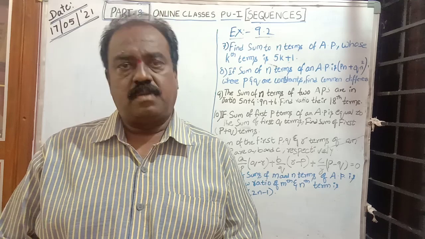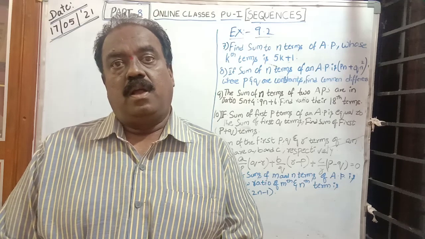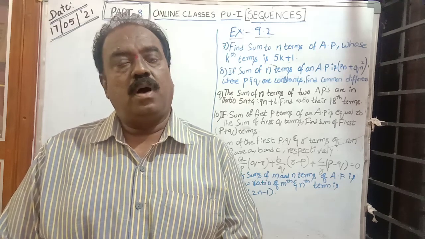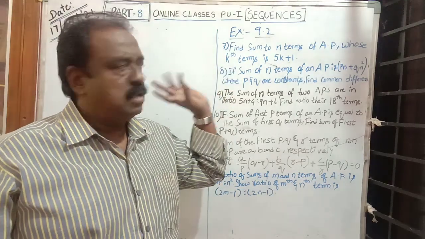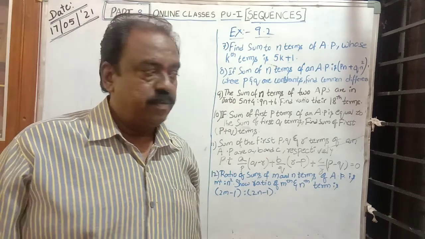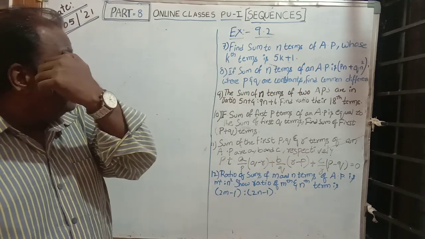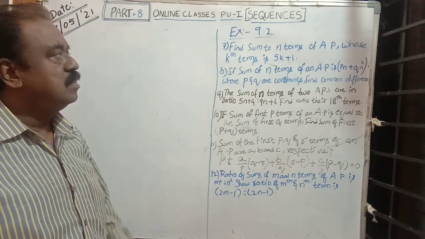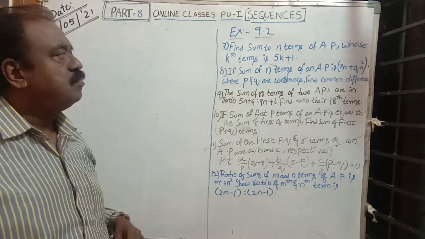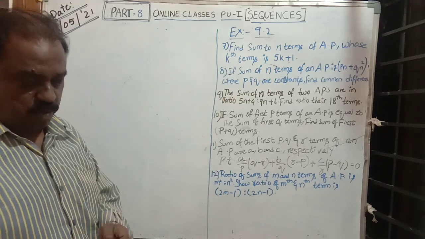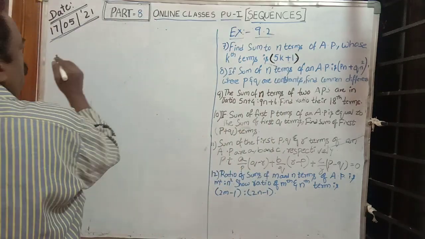Online classes, Maths by CS, and the chapter is sequences and series, and the exercise is 9.2. Already we solved some problems, and now we are going to start the seventh problem of exercise 9.2. Find the sum to n terms of an AP, that means Sn is needed, whose kth term is 5k plus 1. Okay, now the solution.